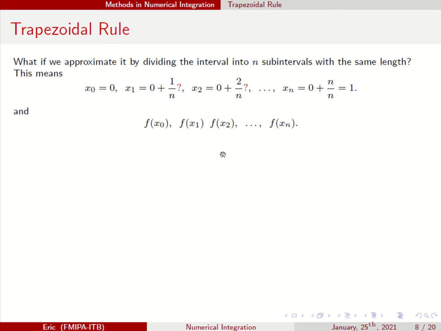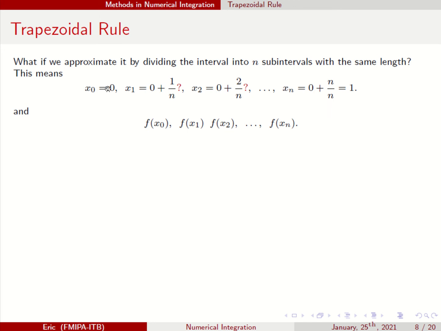So we know that x0 should be 0, x1 should be 0 plus 1 over n, x2 will be 0 plus 1 over n plus 1 over n, that is 2 times 1 over n, x3 should be 0 plus 1 over n plus 1 over n plus 1 over n, so it should be 3 over n. What about the last one? That is 0 plus n times 1 over n, so n over n, that is 1. It makes sense, isn't it?